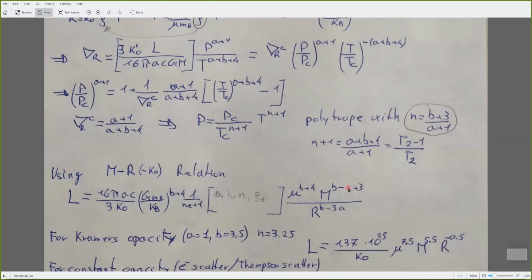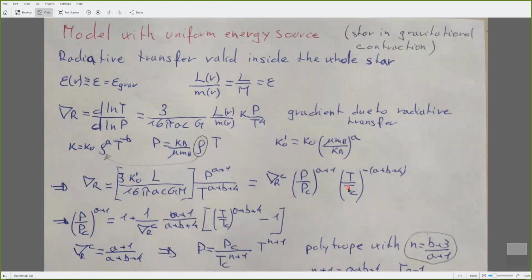Oops, this one. As I mentioned, we now saw several interesting models that can help us understand this. One other interesting model is the model with the uniform energy source. That means that usually nuclear reaction is just in the core, so quite concentrated. In this case, we suppose the energy source is distributed, uniform in all the star.